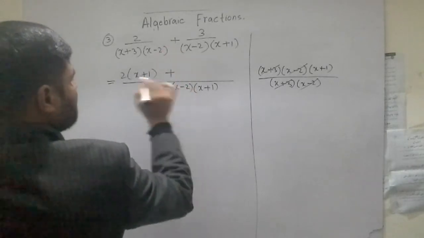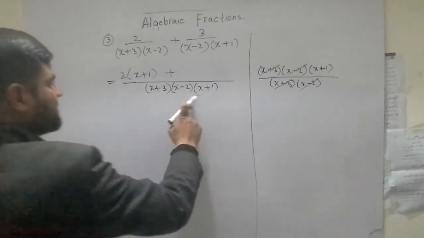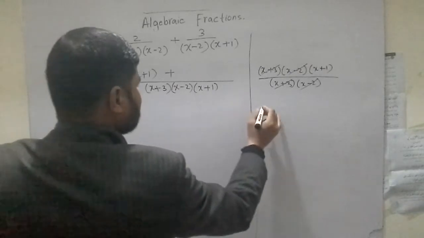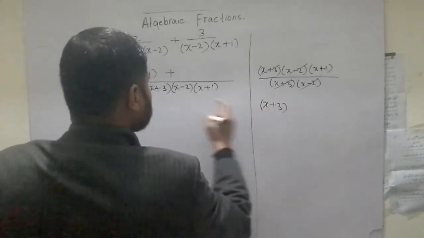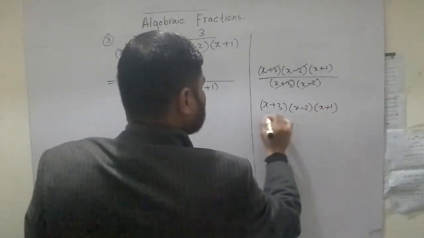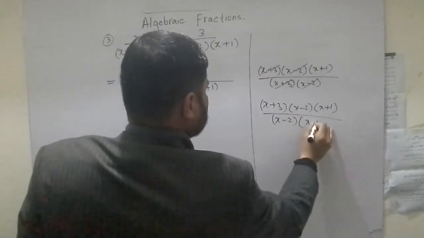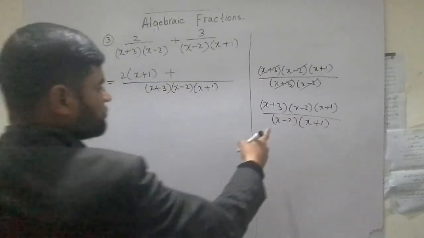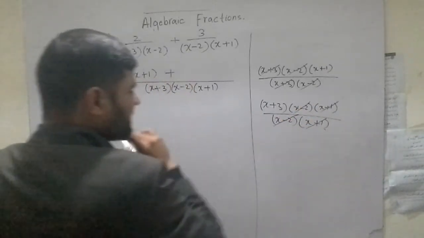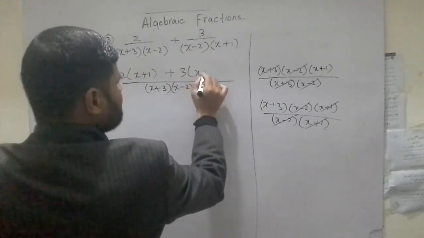Now we need to deal with the second fraction in the same manner. Divide this LCM by the denominator of the second fraction. First write this LCM at the top, x plus 3, x minus 2 in the rough work, and divide by this one, x minus 2 into x plus 1. Now x minus 2 will be cancelled with this x minus 2, and x plus 1 will be cancelled with this one. So you are left with x plus 3. Now x plus 3 can be multiplied with this 3. So 3 times x plus 3.